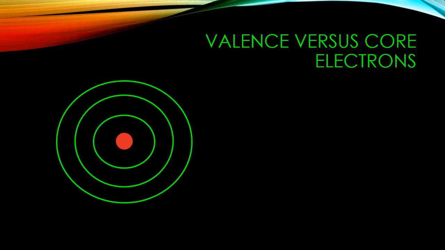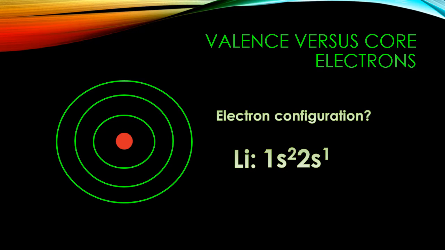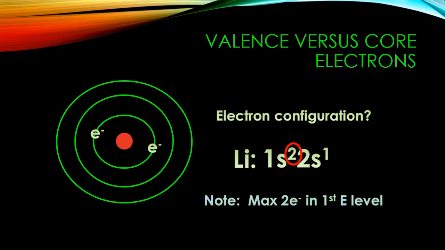Before we do that, I want to talk again and more clearly about the difference between valence electrons and core electrons. To do that, let's start off with writing the electron configuration for lithium. Well, you should be able to by now: 1s2 and 2s1. These two electrons are on the first energy level, so we're going to put two electrons in, one there and one there. Now notice you can have a maximum of 2 electrons in the first energy level. No more electrons can go there.